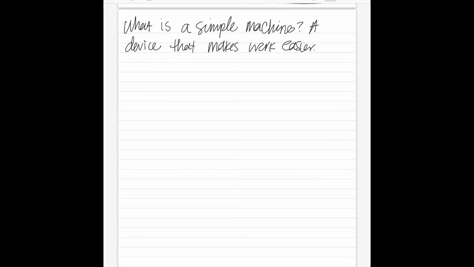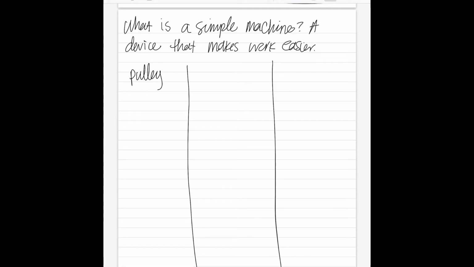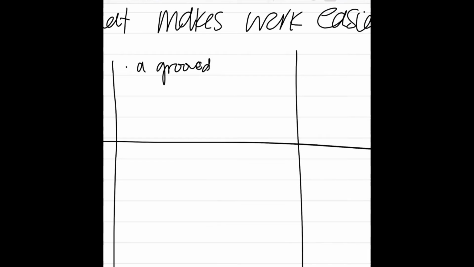The first type that I want to talk about is a pulley. At this point, you should be filling out a little notes chart. All of this needs to go in here. You will use this information again. Okay, so the definition for a pulley is a grooved wheel with a rope running along the groove.